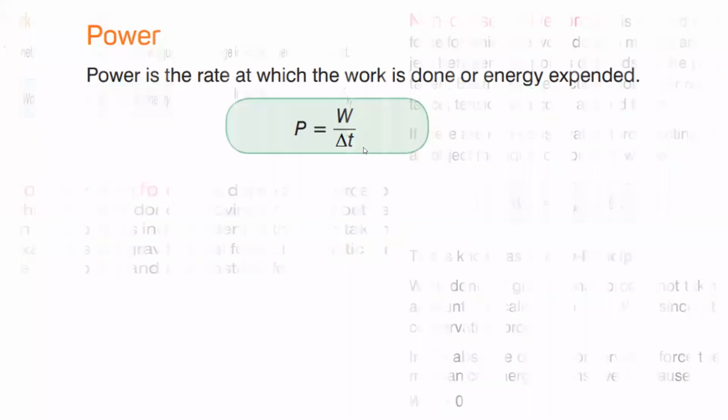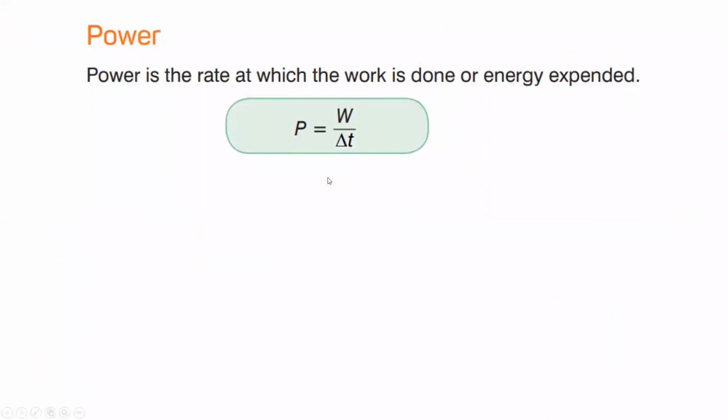Let's continue. Power is the last one. Power is the rate at which work is done or energy expended. So work over time gives you power. What is the unit of power? The unit of power is the watt. Just remember that. Okay, so let's continue with examples now.